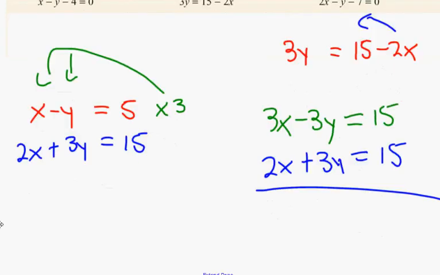What happens, Joe? Add them straight down, Joe. Well, 3x plus 2x equals 5x. Yeah. And minus 3y plus 3y equals 0.